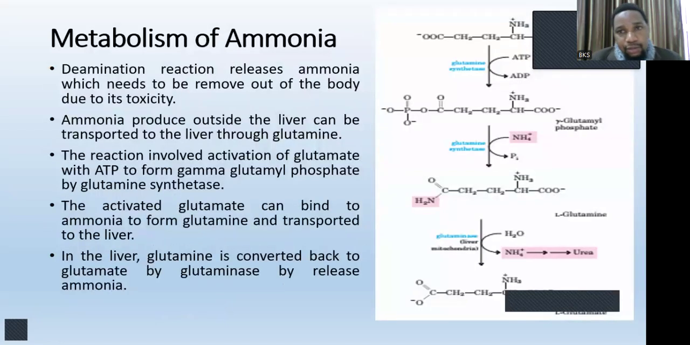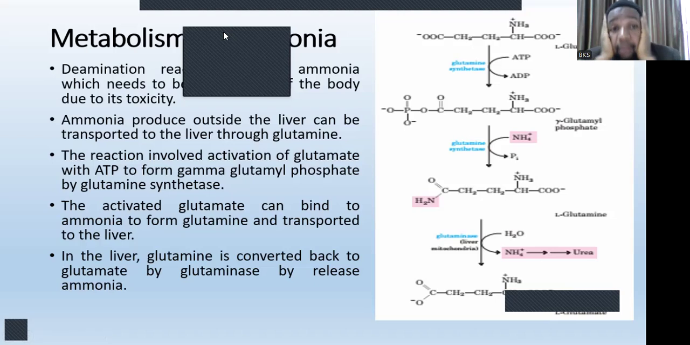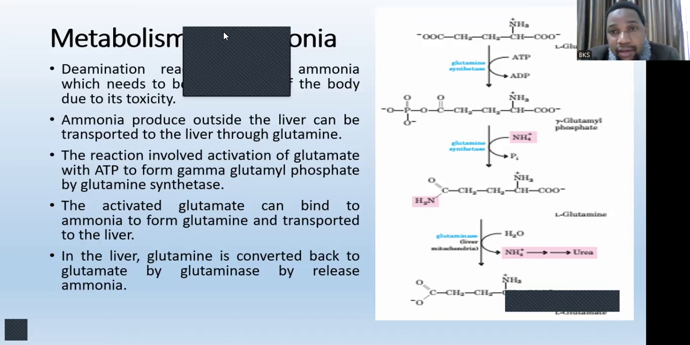Now, metabolism. In other tissues, you have all this ammonia. How is it transported? You have your ammonia. So what happens is glutamate will react with ammonia to form glutamine. But how does the reaction take place?